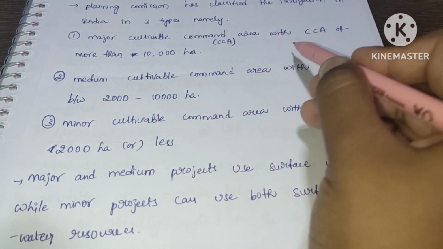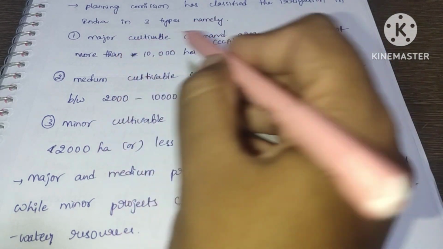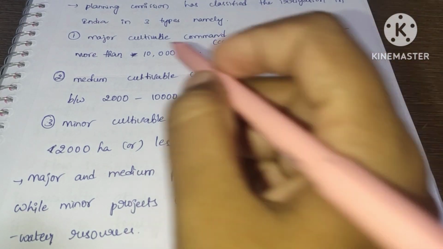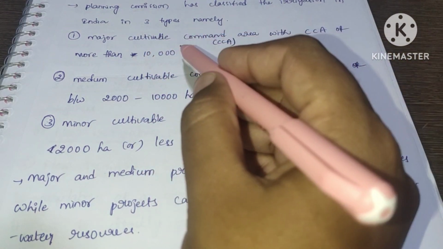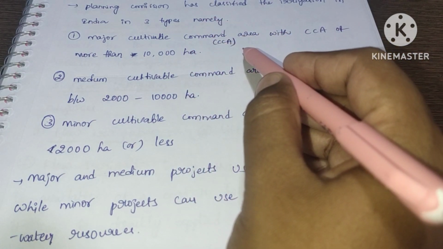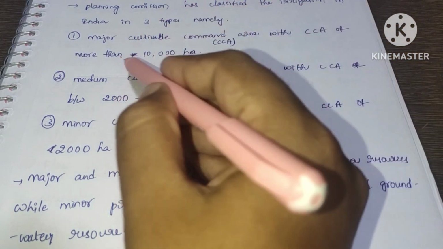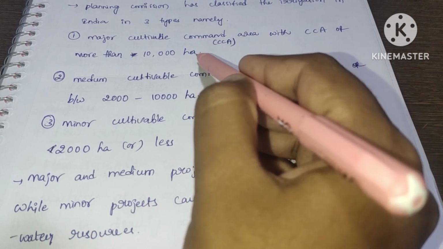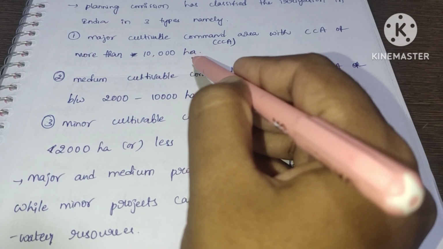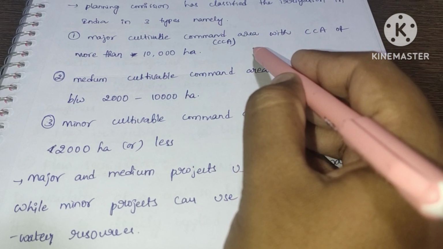Major cultivable command area, medium cultivable command area, minor cultivable command area. Here I am referring to the cultivable command area, CCA. Major cultivable command area is a CCA of more than 10,000 hectares. If the cultivable area is more than 10,000 hectares, we have to consider it as a major cultivable command area.